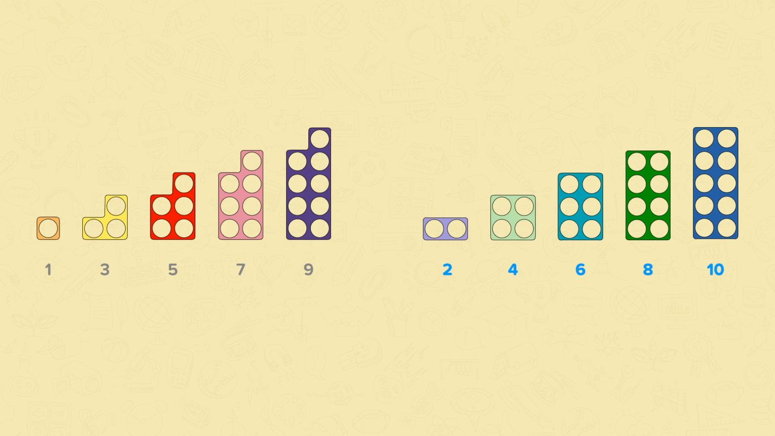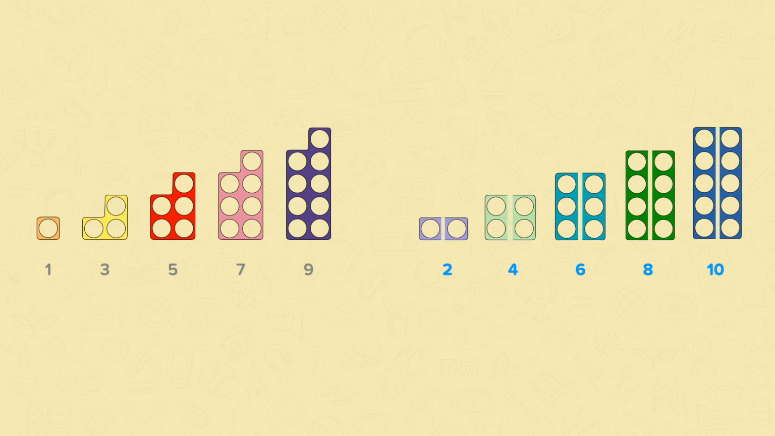What can you notice about the shape of the odd and even numbers? Our odd numbers always have one circle without a pair. Odd numbers cannot be divided into two equal groups. Even numbers are in the 2 times tables and can always be divided into two equal groups.